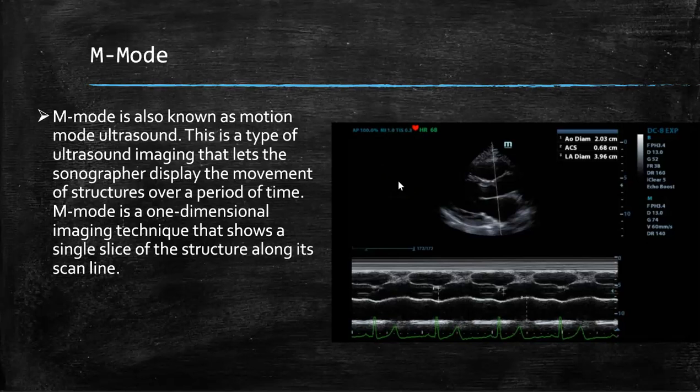M-mode. M-mode is known as a motion mode ultrasound. This is a type of ultrasound image that lets the sonographer display the movement of structures over a period of time. M-mode is a one-dimensional image technique that shows a single slice of the structure along its scan line. So this is of the heart. You can see it just shows a period of time of everything.